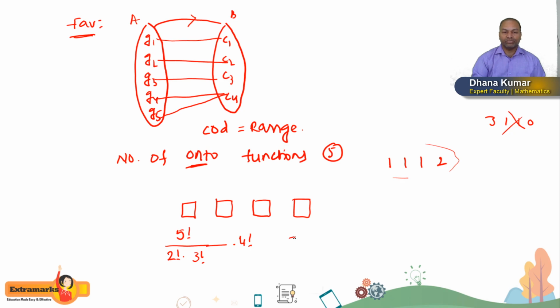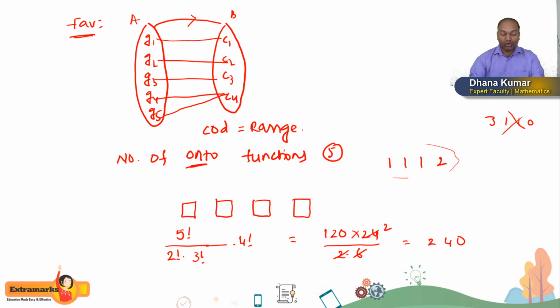So that is equal to simplification. 5 factorial answer 120, 4 factorial answer 24, by 2 into 6. Anyhow 2 6 are 12, 12 2 are 120 into 2. Answer is what? 240. Right?